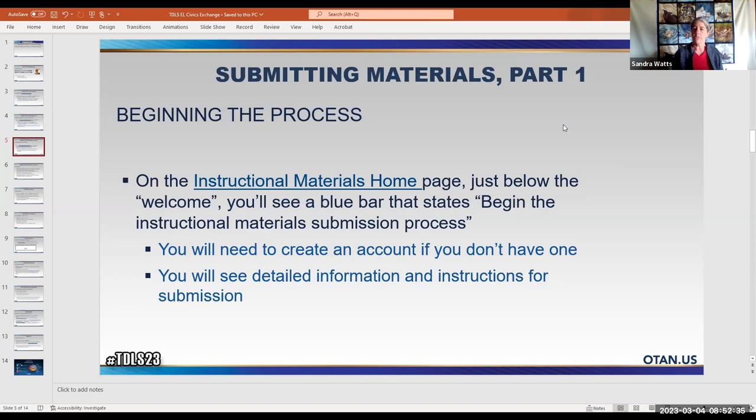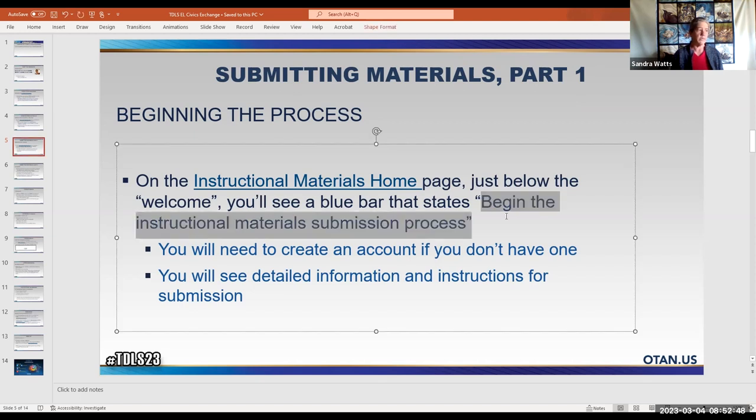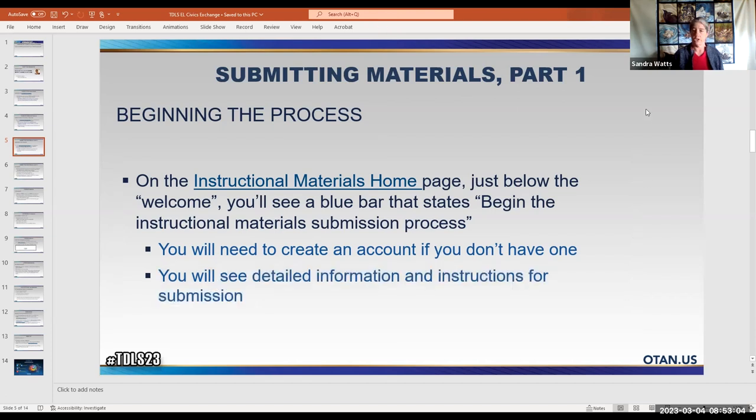So here's the submitting materials process if you want to submit. On the instructional's homepage on the site, just below the welcome, there's a blue bar that says begin the submission process. You will need to create an account if you don't have one, but it's very easy. And you will see very detailed information and instructions, which I love because I work off of information. Giving me detailed instructions on exactly what I need to do and have is a wonderful thing. And if anybody has questions or you want me to slow down, let me know, because I tend to be a fast talker if I'm not teaching ESL.